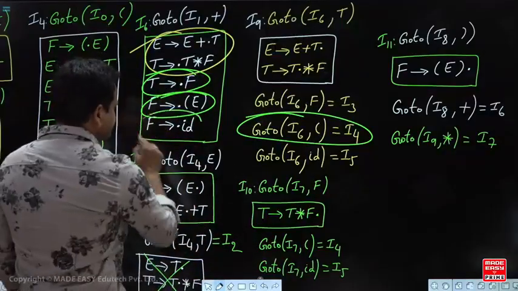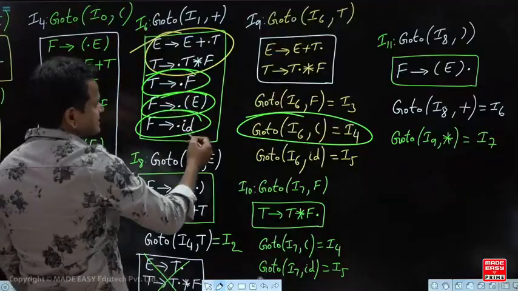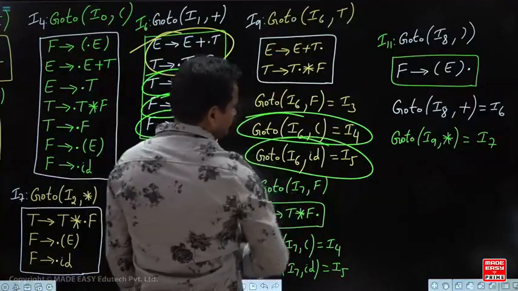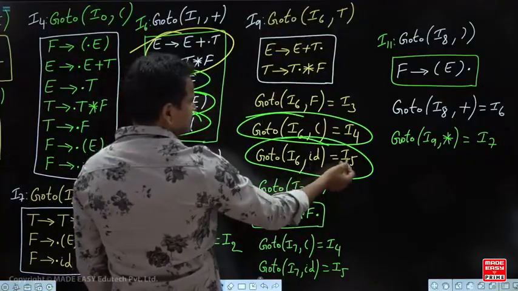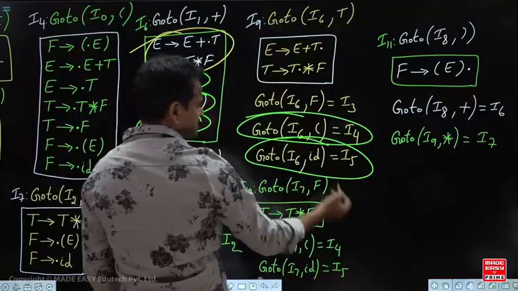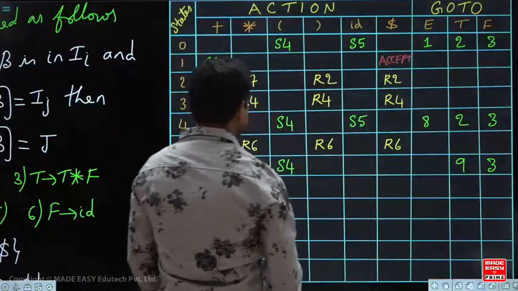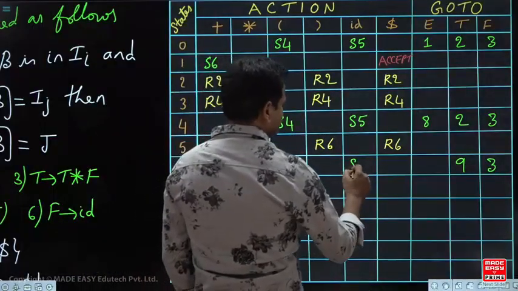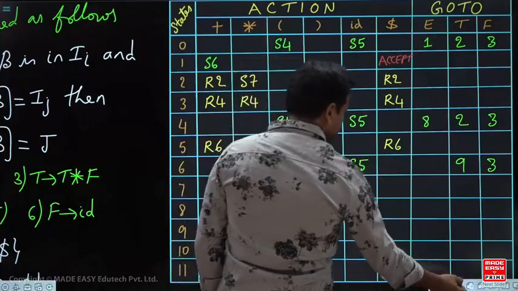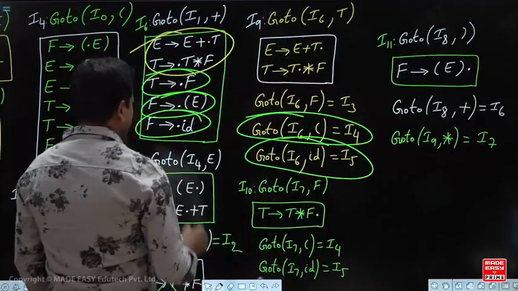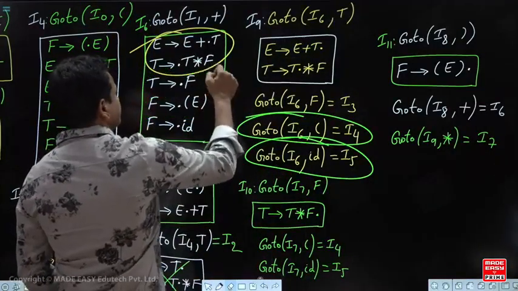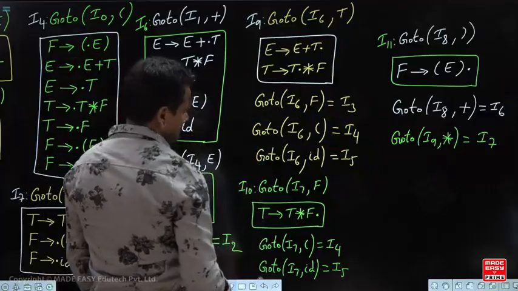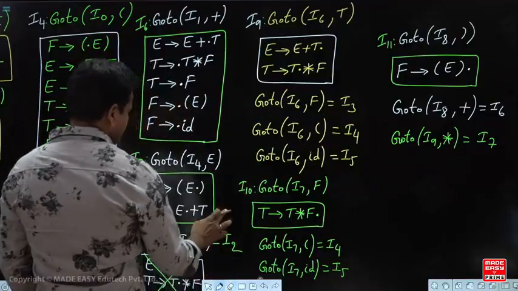So again, this is a terminal. And this is I6 comma ID. It has gone to I5, a terminal. So, terminal, that is the reason S5. 6 comma ID is S5. Simple, it's very simple. Okay. Now I6 is completed. Come to I7.